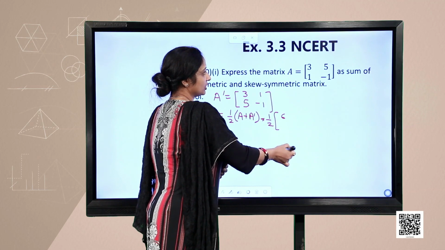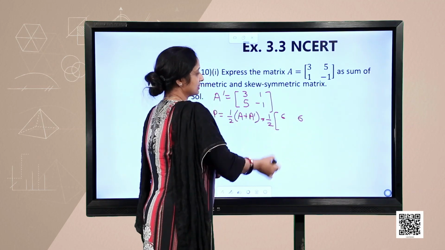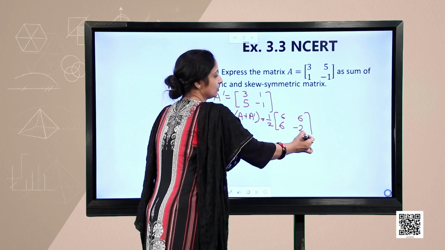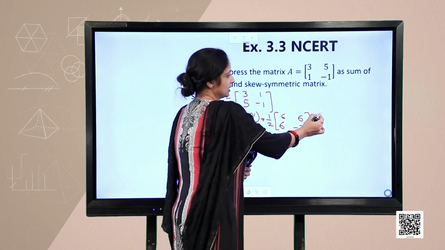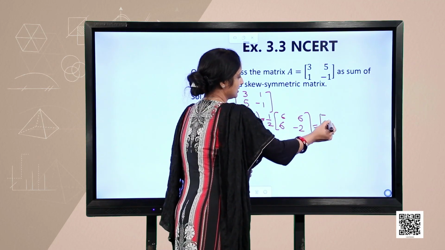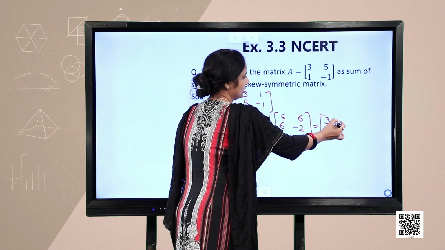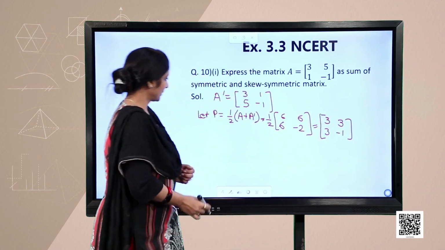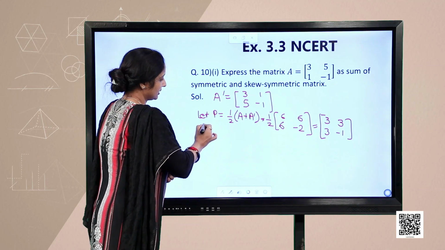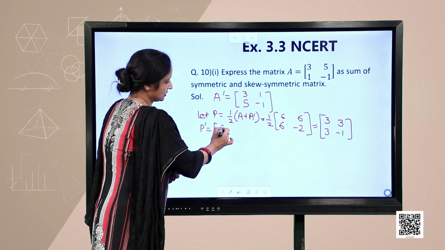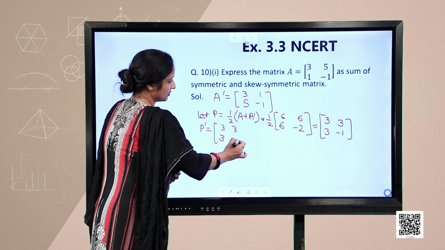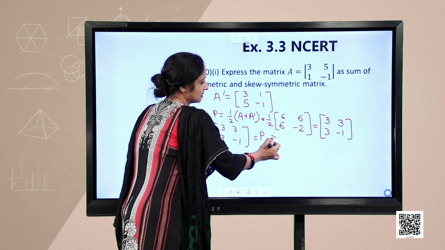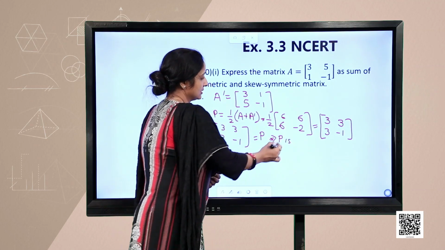Add them together, corresponding elements of course. 3 plus 3 is 6, 5 plus 1 is 6, 1 plus 5 is 6, minus 1 plus minus 1 is giving you minus 2. Just simplify by multiplying by half, 3, 3, 3, minus 1. Then take its transpose. It's 3, 3, 3, minus 1, which is equal to P. That means P is symmetric.